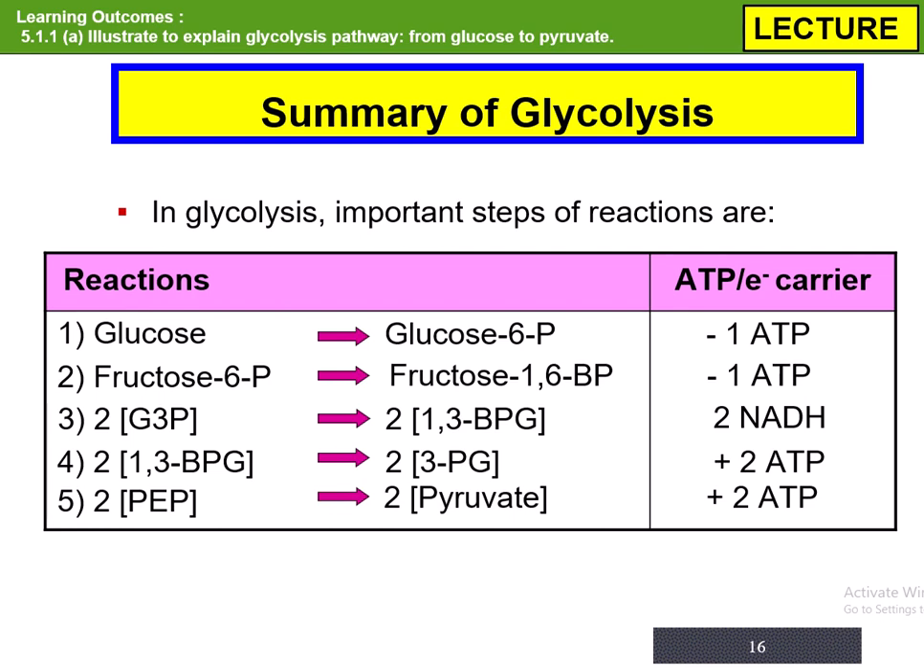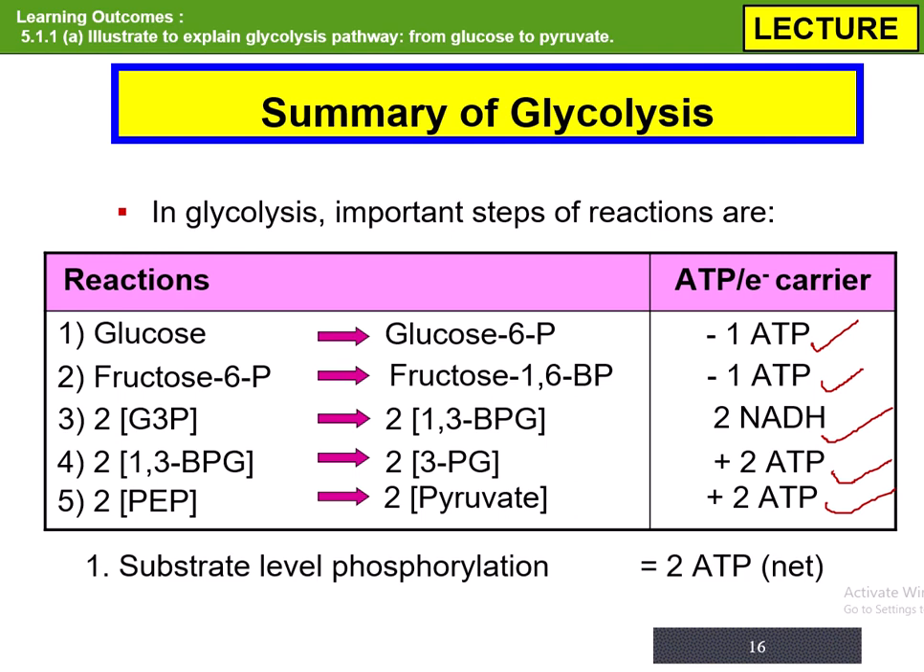This reaction will produce these results. In the first reaction, we actually use 1 ATP. In the second reaction, we also use 1 ATP. In the third reaction, we will produce 2 NADH. In the fourth reaction, we will produce 2 ATP through substrate level phosphorylation, and in the fifth reaction, we will also produce 2 ATP from substrate level phosphorylation.